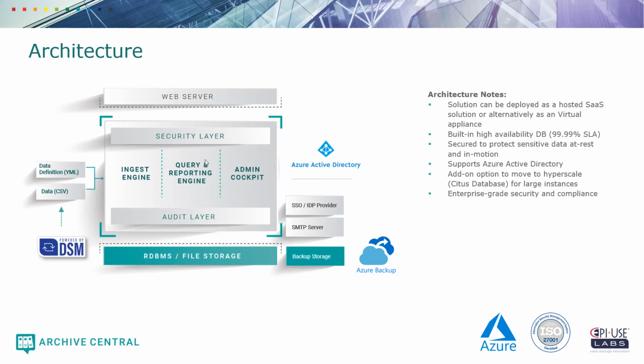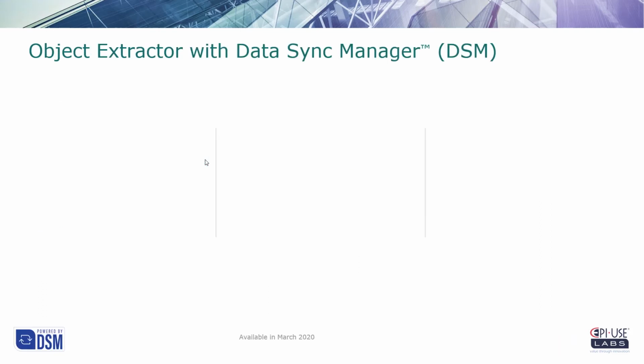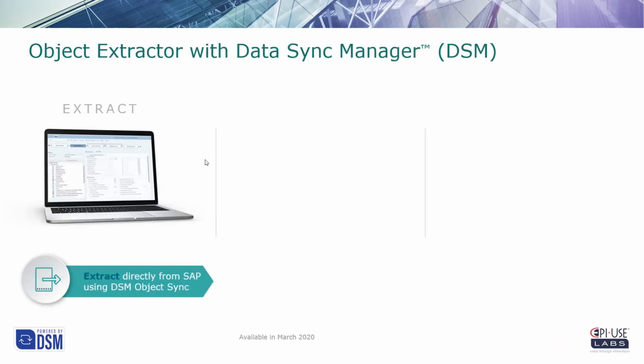What the team is currently working on is leveraging our Data Sync Manager product, which is a semantic engine running inside an SAP system. And what you can then do is extract data from SAP and move it into Archive Central. So let's just have a look at that process. What you would do is run DSM. You would select the data you would like to offload. It would extract that data.